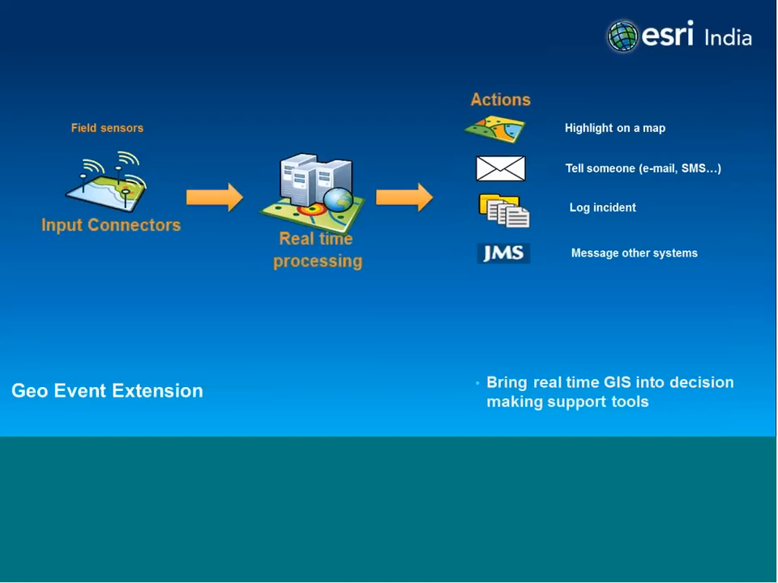And once that real-time processing is done, what all actions can be attached to it is, using those input data, you can highlight your map, you can send SMSs, you can send alerts, you can log incidents, and you can also send messages to other systems. So the ArcGIS server is actually enabling your software to connect to other open systems, other real-time data which is available.